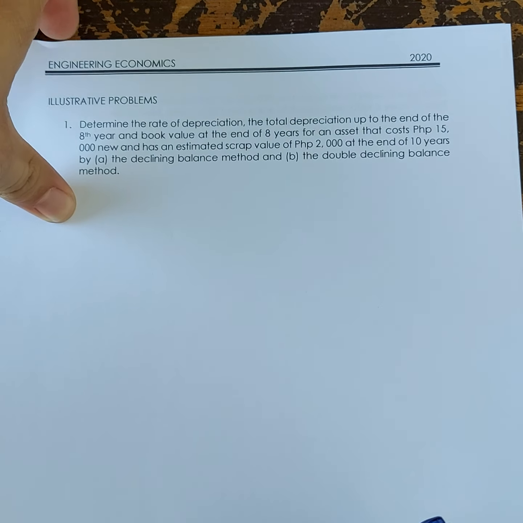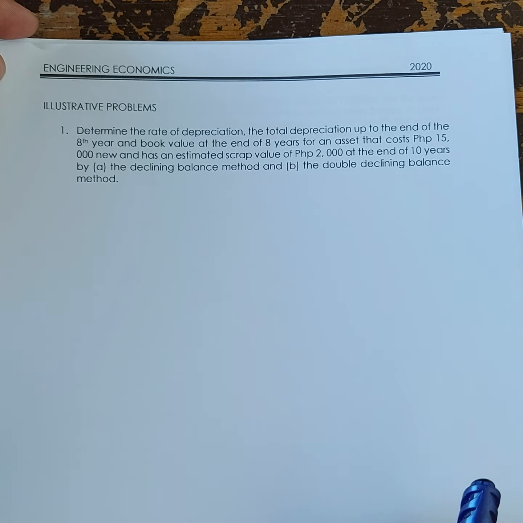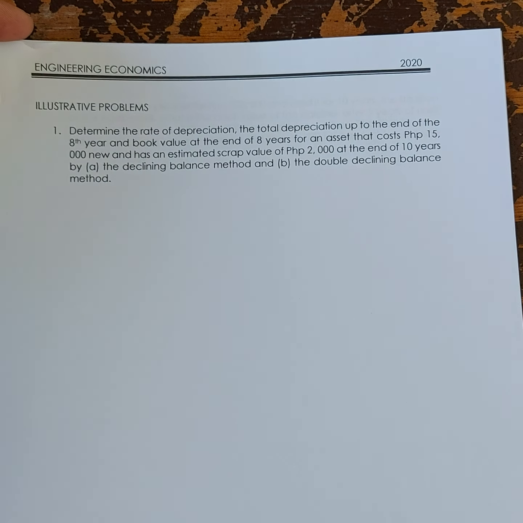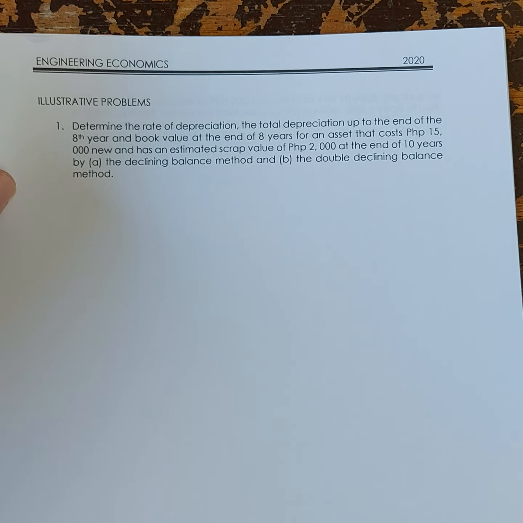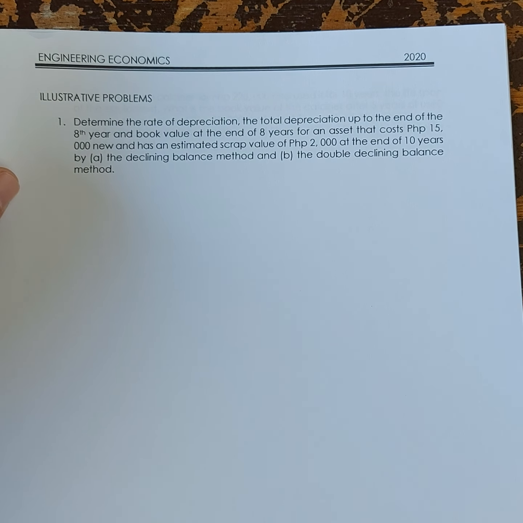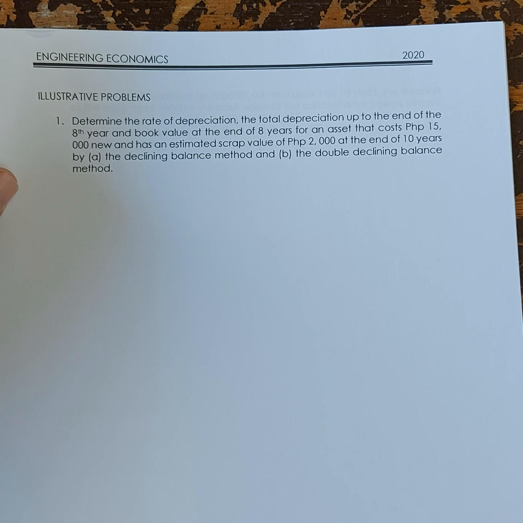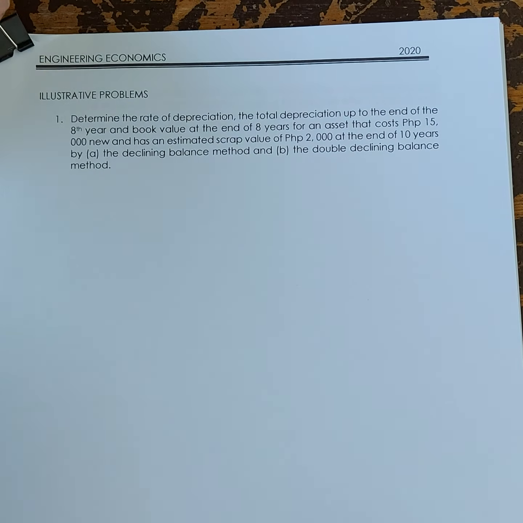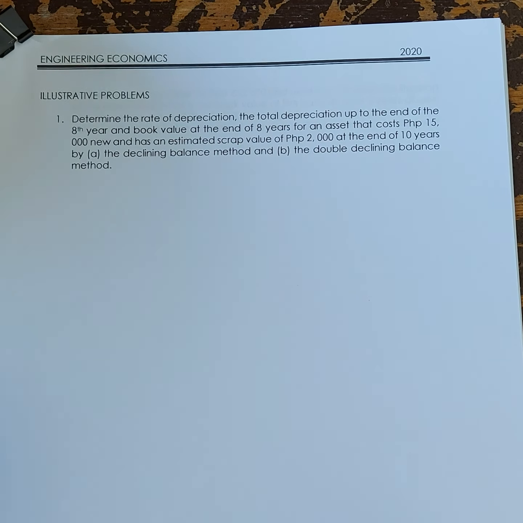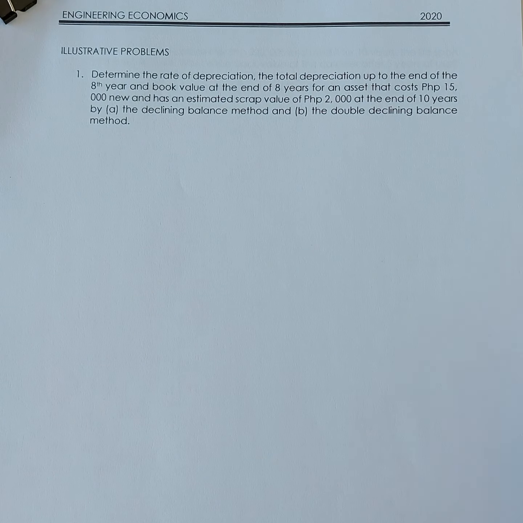Okay, number 1: determine the rate of depreciation, the total depreciation up to the end of the 8th year, and the book value at the end of 8 years for an asset that costs 15,000 pesos new and has an estimated scrap value of 2,000 pesos at the end of 10 years. So by declining balance method and the double declining balance method, mamaya we'll try to compare the results. Okay, so first we need to solve it using the declining balance method.